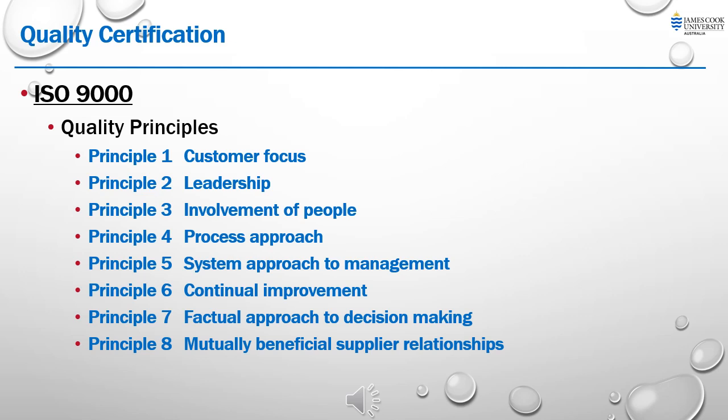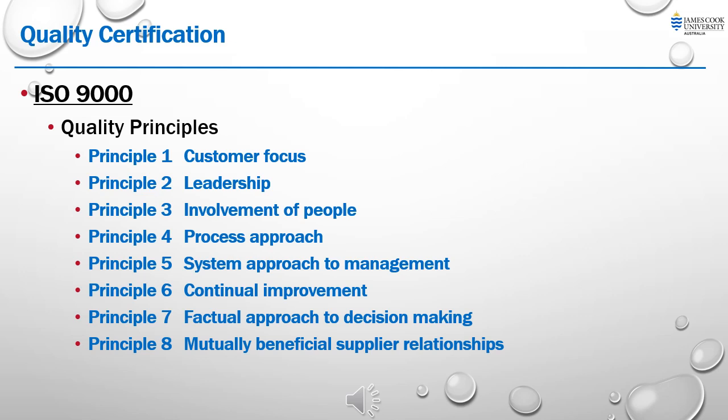We're looking into process approach. Organizations should understand and manage their processes in a systematic way to achieve quality objectives and continuously improve the processes. Improvement basically means organizations should continuously improve their processes, products, and services. As well, we're looking into system approach. Then we're looking into factual approach to decision making, and mutually beneficial supplier relationships, which is basically the last one, the relationship with suppliers and other stakeholders.